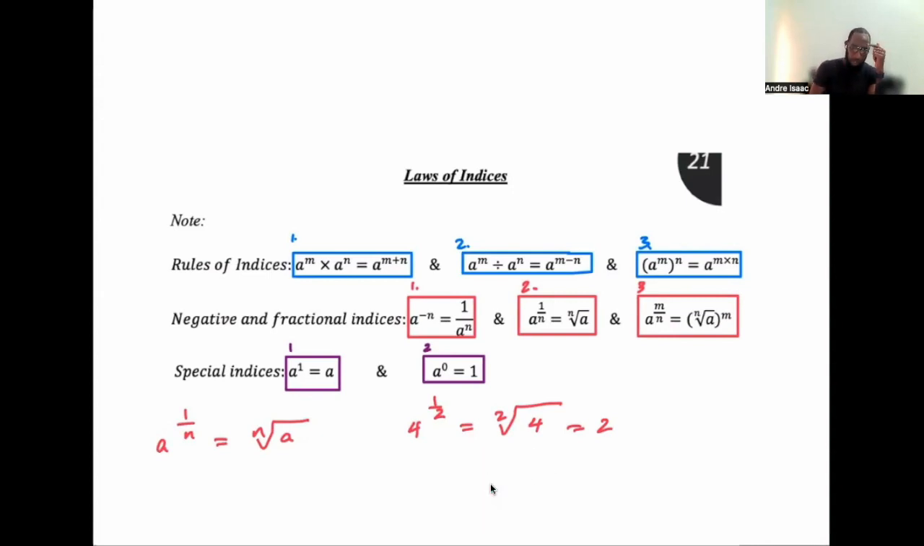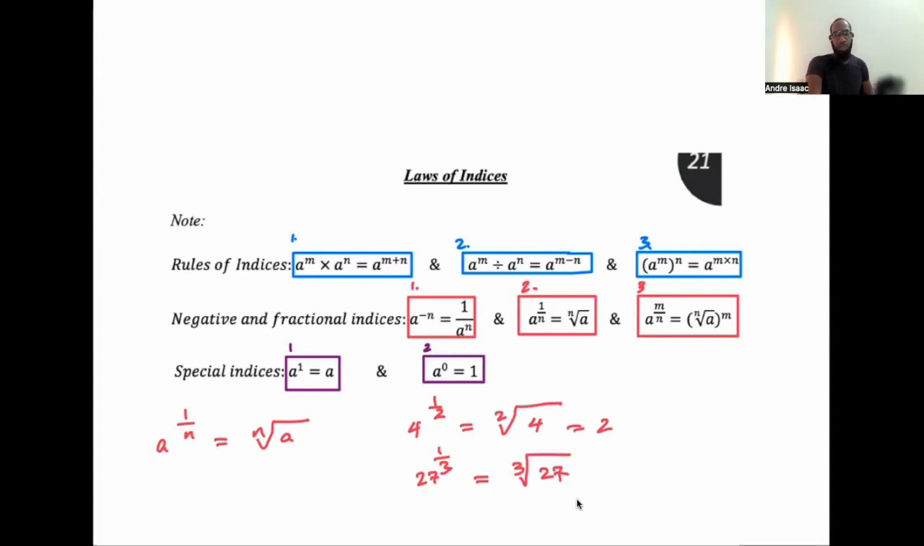So if you had 27 to the third, I will say the cube root of 27. This number here is the denominator, so you put that there, and you put 27 inside, the cube root of 27.